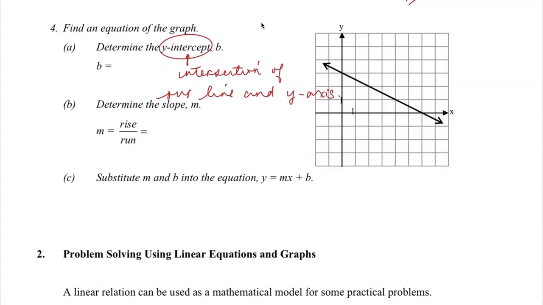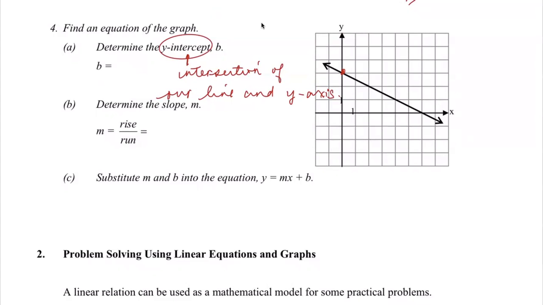Okay. There are a lot of questions like this. If you know the concept, then you know how to do it. If you don't know the concept, if you don't know what y-intercept means, then there's no way you can do this question correctly. So remembering the concept, remembering the definition of certain terminologies is very important. Okay. So y-intercept is the intersection of our line and y-axis. So this is the y-axis. This is our straight line. So this is the y-intercept, right?